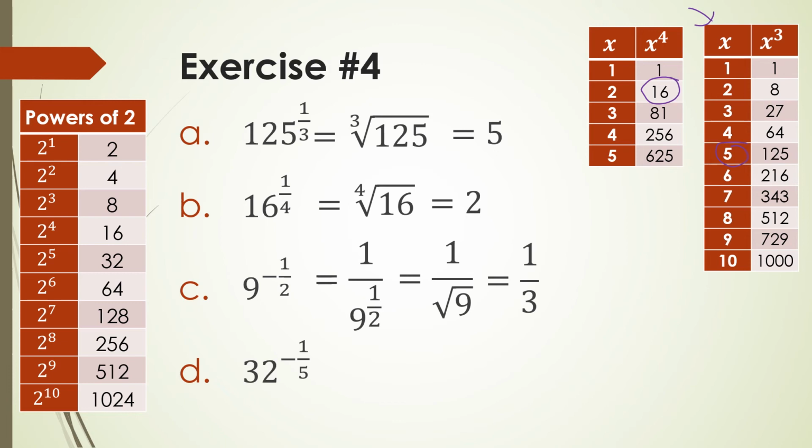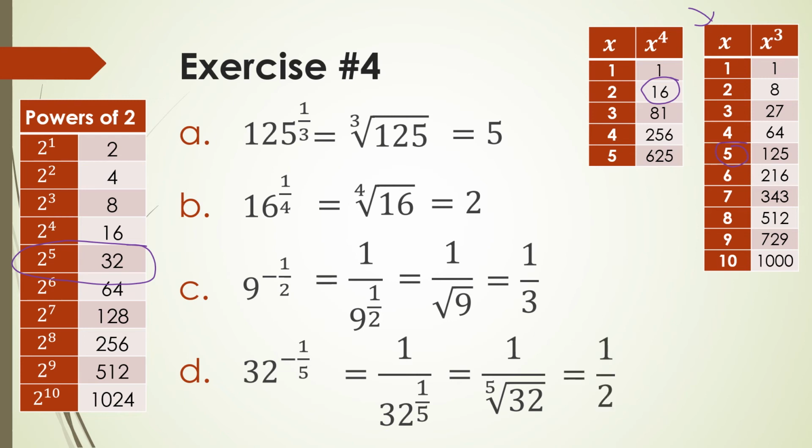All right, so here we go. We got our last one, 32 to the negative 1/5. So I see 32 over here. Let's go ahead and get rid of the negative by dropping it down. Let's turn it to the root and then ask ourselves, what to the 5th power will give me 32? 2 to the 5th power will give me 32. The 2 has to go right there, and I get 1/2.